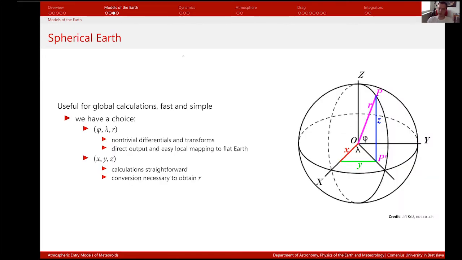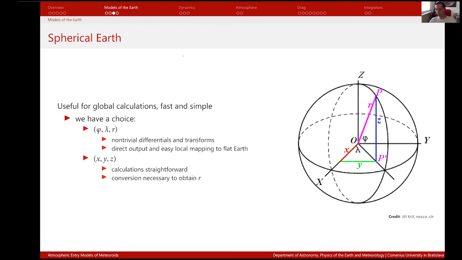Naturally, the next extension is to use a spherical Earth, which can already be used for global calculations, which for our system AMOS, which is already going global, as you might have heard, is really suitable. It's still reasonably fast. However, we have to make a choice here. We can work with spherical coordinates, phi, lambda, and r. I think my colleague Carol is doing it like this. It's been described well. However, I don't really like it because the differentials and transforms are really non-trivial. However, the advantage is that you can output everything directly. You don't have to care about projections or anything. You just display your data on a chart and it works well for local events as well.